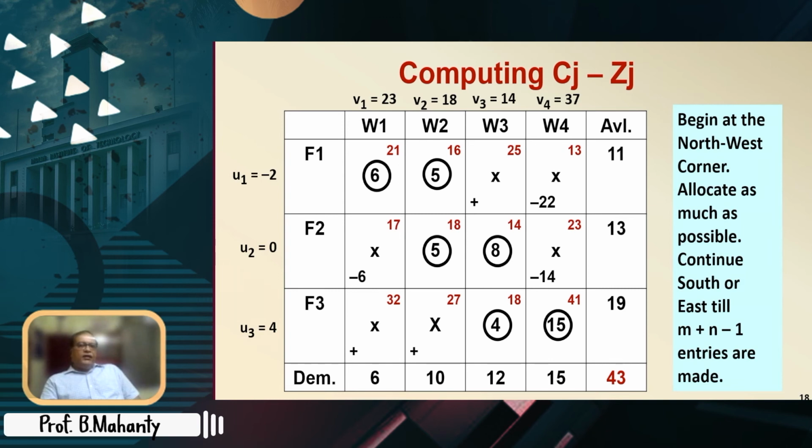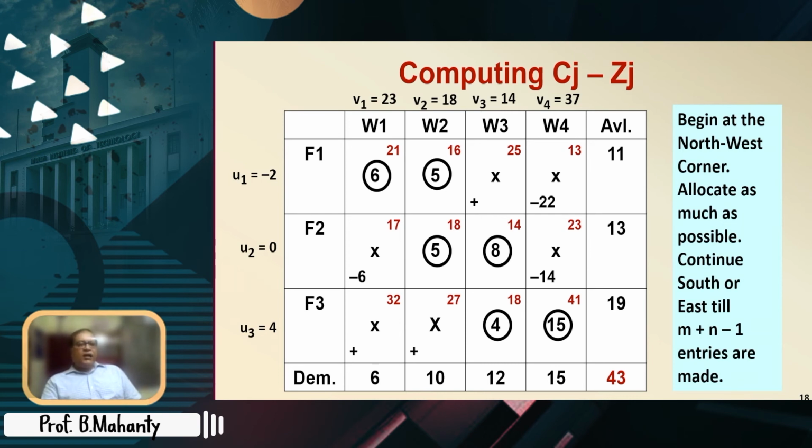Since U1 is minus 2, that would put V1 as 23 because this is a basic variable and minus 2 plus 23 is 21. All right. Similarly, because we got V3 equal to 14 and this total is 18, U3 we can then write 4. And since U3 we have written 4 and this total is 41, you can then write V4 equal to 37. So like this you can compute.